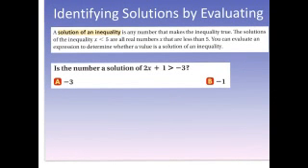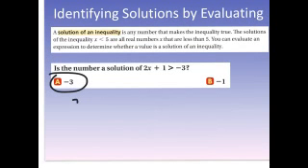Identifying solutions by evaluating. Now this statement is in your book, but I'm going to read it to you. A solution of an inequality is any number that makes the inequality true. The solutions of the inequality x is less than 5 are all real numbers x that are less than 5. You can evaluate an expression to determine whether a value is a solution of an inequality. So if you look at the first one here, it says, is the number a solution of 2x plus 1 is greater than -3? And they give you this -3.